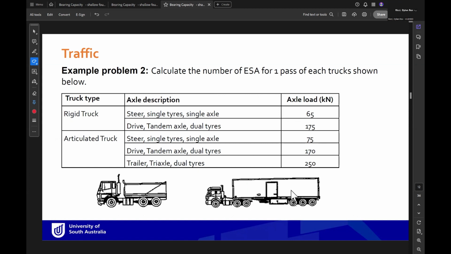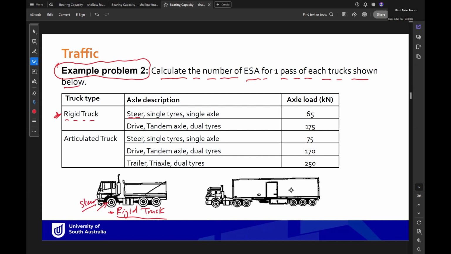And here, another problem: to calculate the number of ESA for one bus of each truck shown below. So for example, we have a rigid truck, this one. We have steer, this is a steer. We have single axle, single tire, so SAST. And the drive axle is tandem axle, dual tire, TADT.